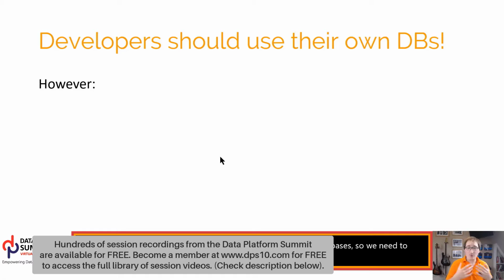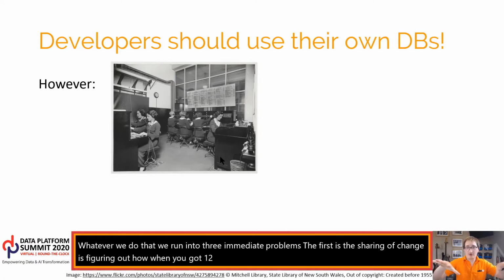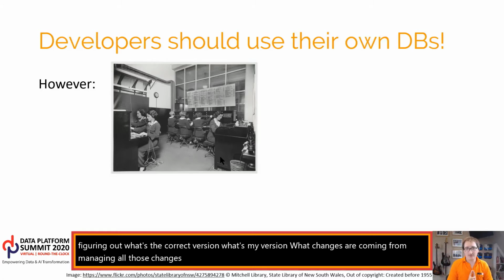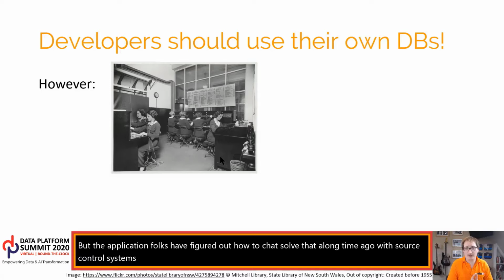However, whenever we do that, we run into three immediate problems. The first is the sharing of changes. Figuring out, when you've got 12 different people all working on their copy of the database, what's the correct version, what's my version, what changes are coming from where. Managing all those changes is hard. But the application folks have figured out how to solve that a long time ago with source control systems. We just need to adopt them properly.